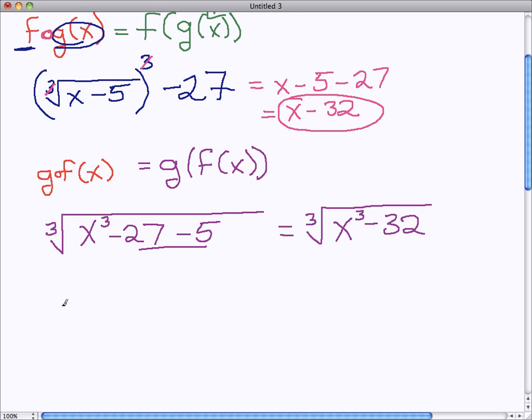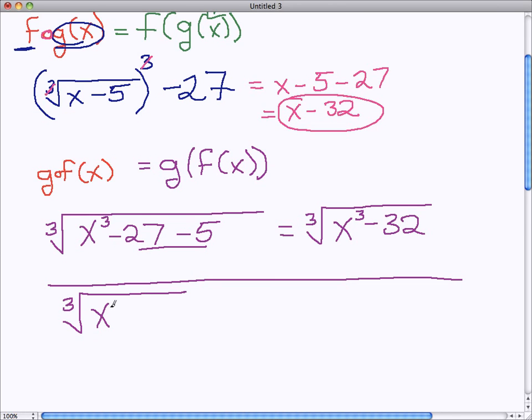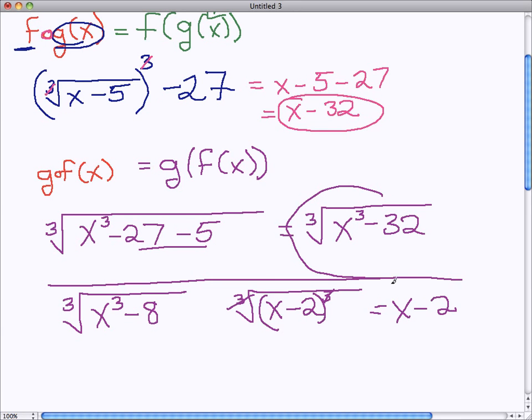So if I were to look at something like the cubed root of x cubed minus 8, well, that could be written as the cubed root of x minus 2 cubed, and that would simplify as the cubed and the cubed root cancel out. But these ones actually won't simplify because it's only attached to part of it. So you do have to be on the lookout for things you can simplify, but in our case, our actual solution won't simplify, so we're going to leave that as the cubed root of x cubed minus 32.